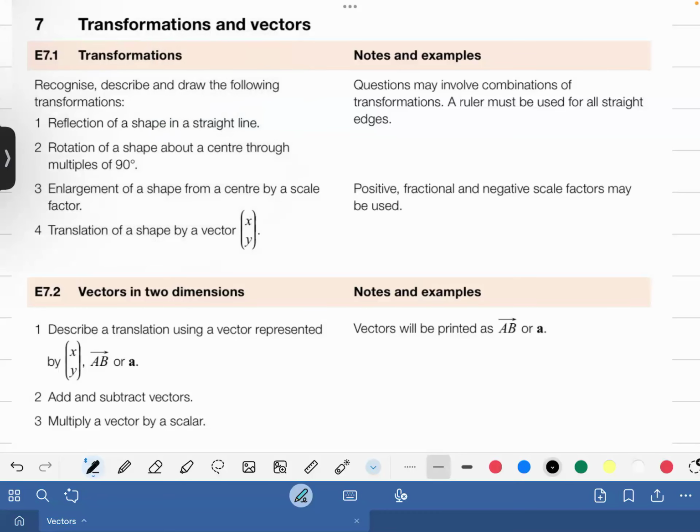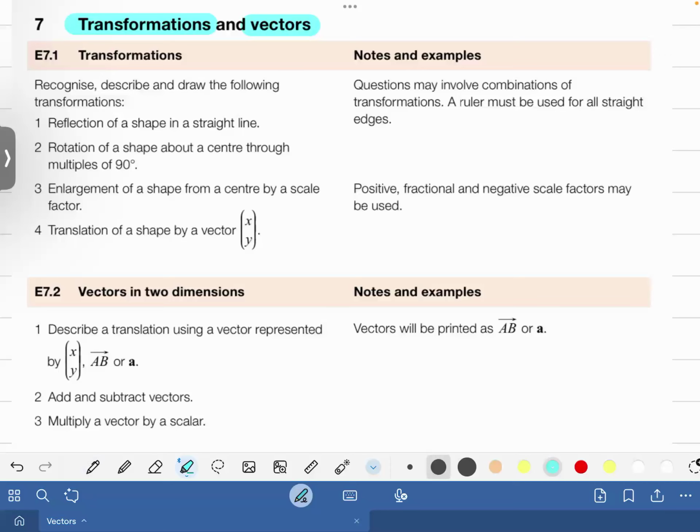All right, everybody. So you can see that it's topic number 7 in your syllabus, which is transformation and vectors, and it is pretty much the same for O Levels and IGCSE. That is the reason I'm attaching the syllabus of only one, so you can just watch it as well. So there will be no difference in it.